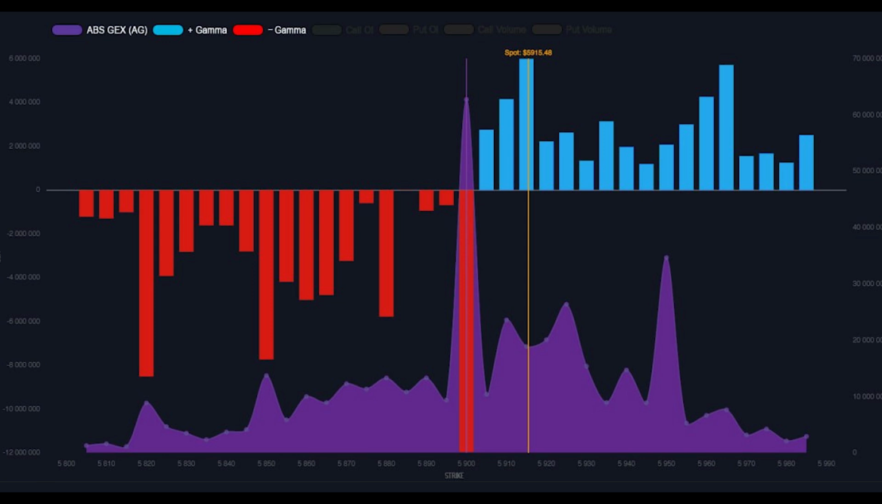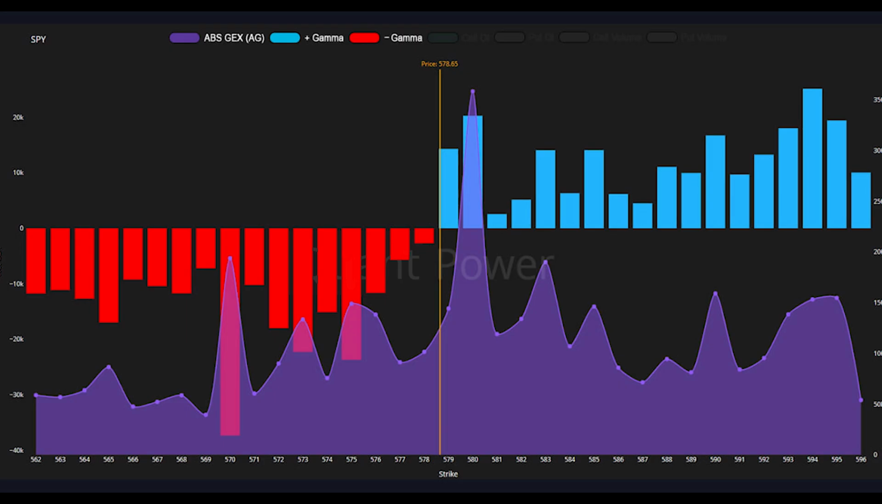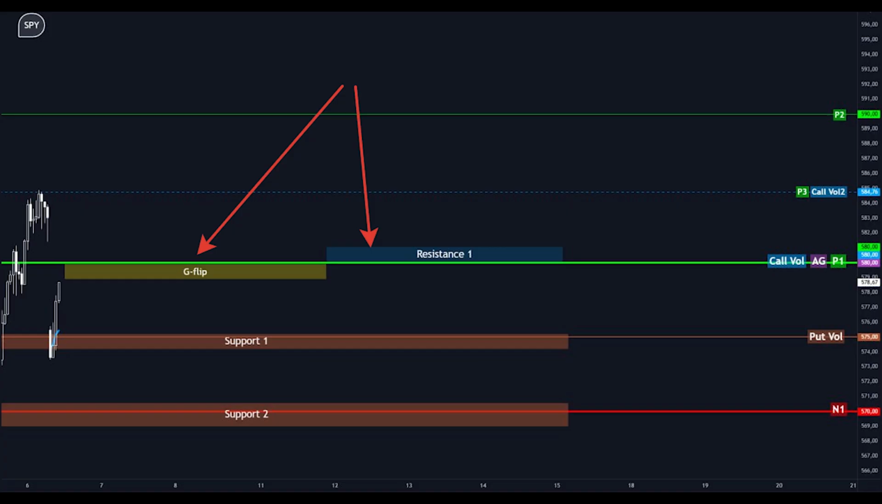As an example, we can consider the situation that unfolded on SPY on March 6th. At the beginning of the day, the price approached the gamma flip level, and large positive gamma and absolute gamma values also passed on the 580 strike, and all these values are located like this on the chart. The 580 level was perceived as resistance.